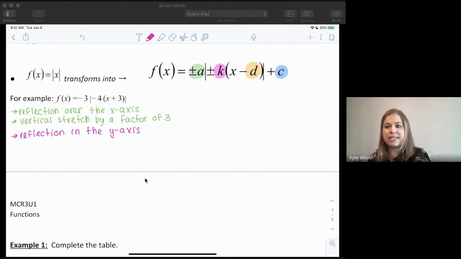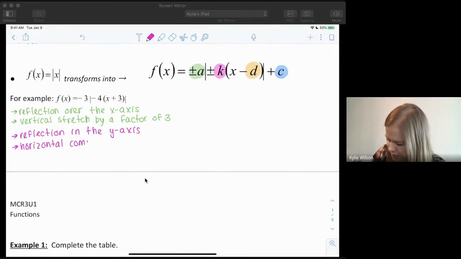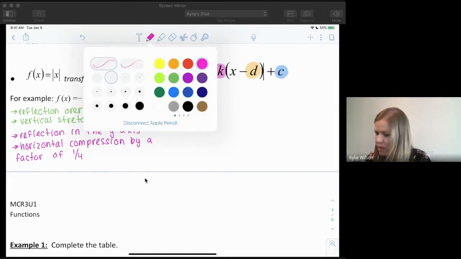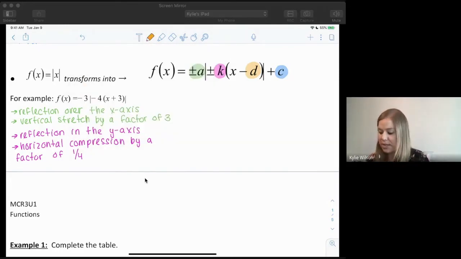And then, because K has a value of 4, we have a horizontal compression by a factor of 1/k, which is 1/4. And remember, for my stretches and compressions, we don't need to worry about the negative anymore. We've already addressed that with the reflection. We just use the number by itself without the sign. And finally, we have the D value, which in this case is +3.